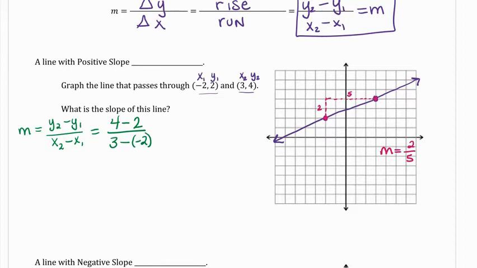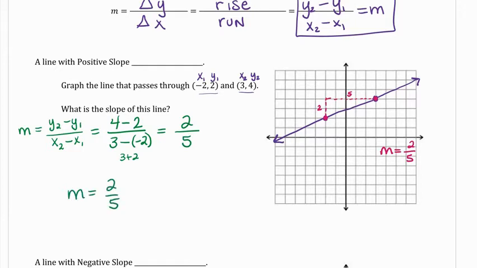That minus is part of the formula, and then it's a negative 2. So you need the minus negative 2. Okay, and then if we do that math, 4 minus 2, that gives us a 2 on the top. And then 3 minus negative 2, that's the same as 3 plus 2. So that gives us a 5 on the bottom. So we've got our slope is equal to 2/5.